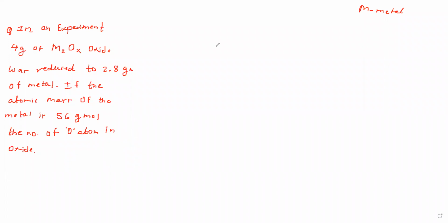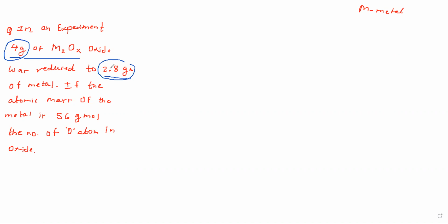Okay, so we are solving this. What the question says is that in an experiment, 4 gram of M2OX, a metal oxide, is reduced to 2.8 grams. So earlier it was 4 gram, and now it is reduced to 2.8 gram of the metal.